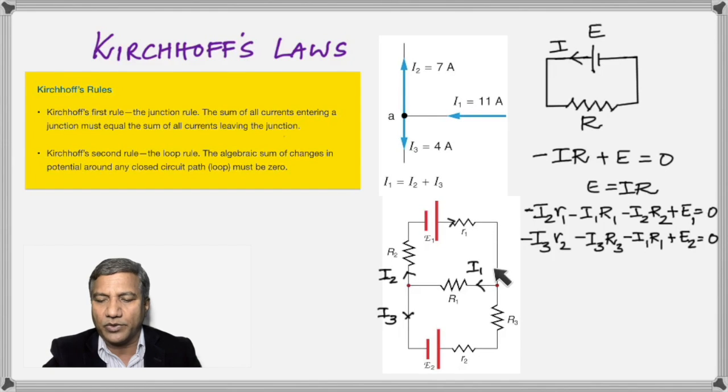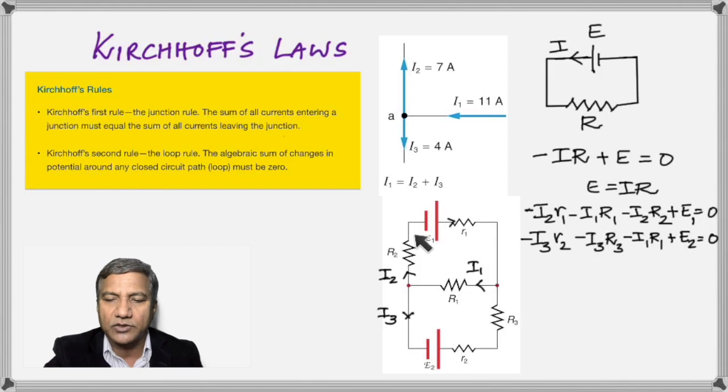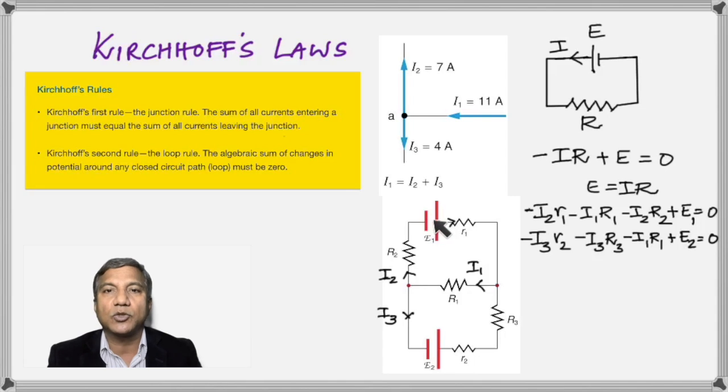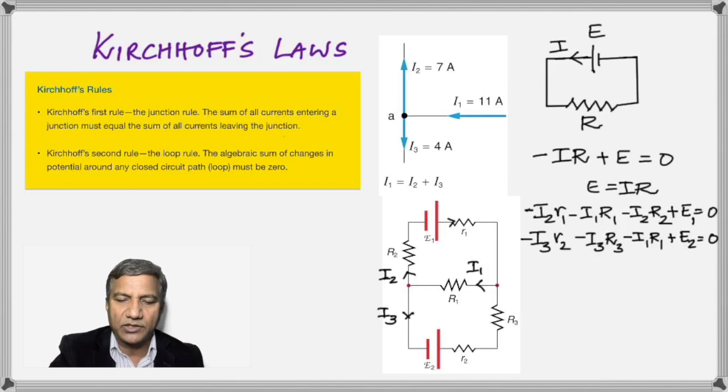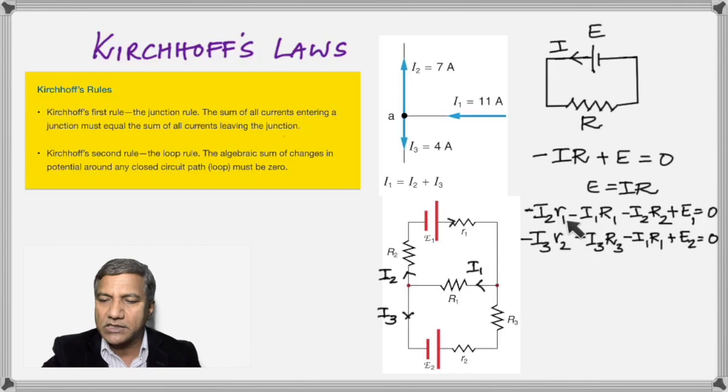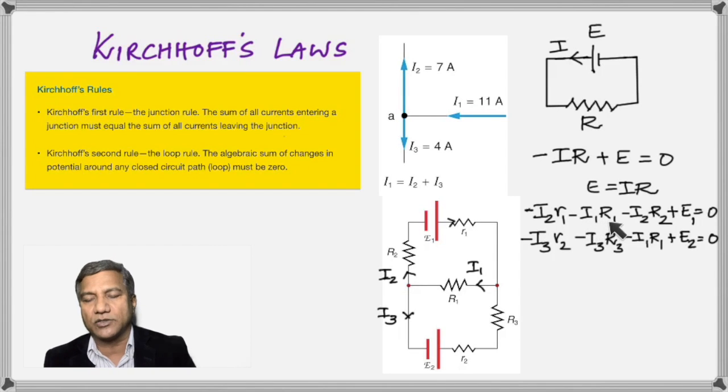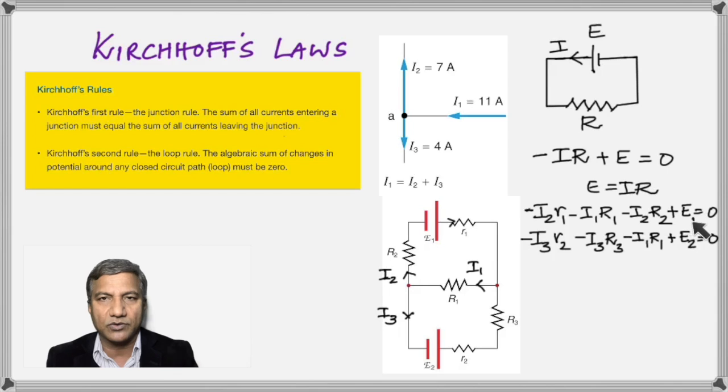Then come here, we're again going in the direction of the current. Once again, it's negative. So negative I1 R1. And then return, we are one more time going with the direction of the current. So it's negative I2 R2. But when we come to the cell, we're going from the negative to the positive. So it's plus the voltage of the battery. So that means the equation is negative I2 R1 minus I1 R1 minus I2 R2 plus E1 is equal to 0.